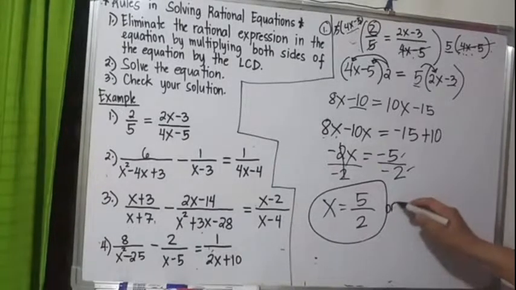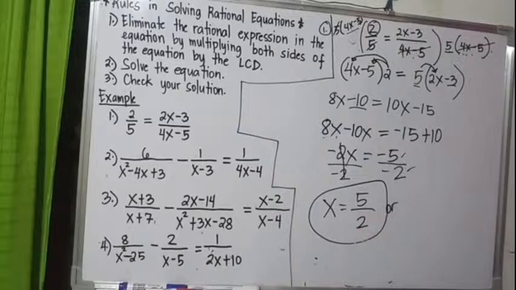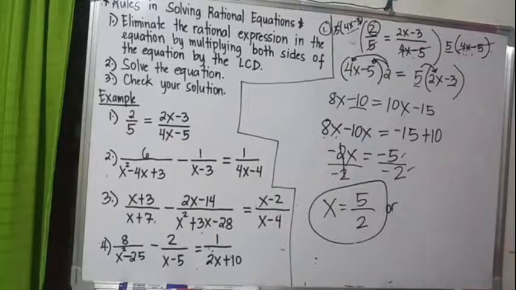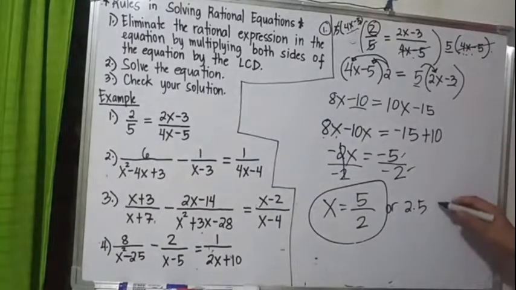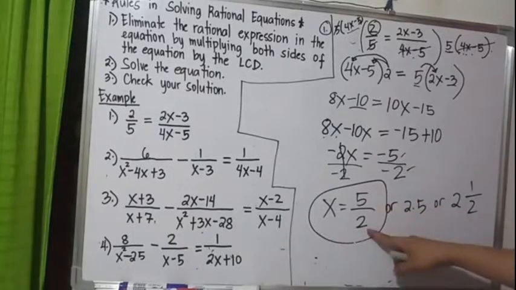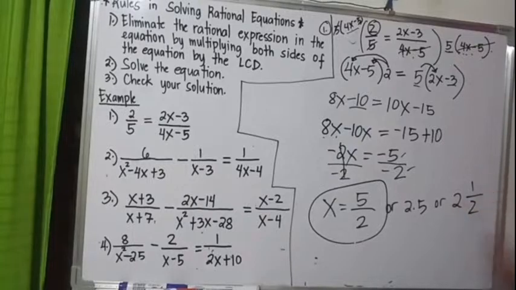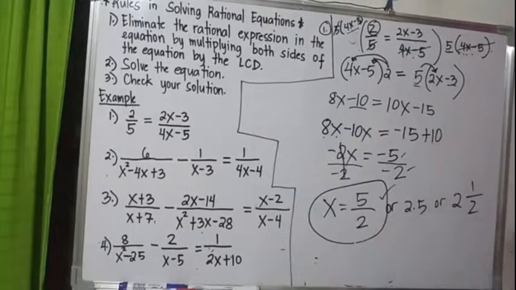Ito yung exact form natin. Kasi madali lang ito pag i-substitute natin sa given kung mag-checking na tayo. So in decimal form, that is 2.5, or in mixed number, that is 2 and 1/2. Equal lang yan sila. 5 over 2 in decimal form, that is 2.5, and in mixed number, that is 2 and 1/2. Pero yung exact form ito. Kasi madali lang ito pag i-checking natin using this answer.